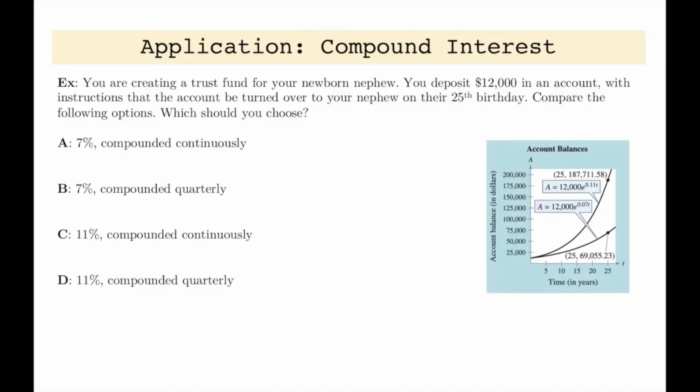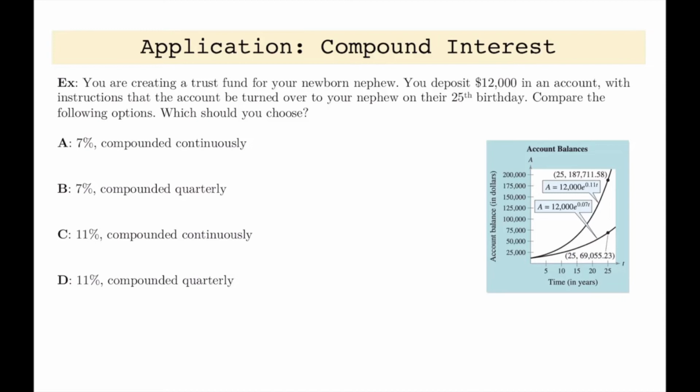So here's an example where we can calculate some things with different interest rates and some different compoundings. Suppose that you're creating a trust fund for your newborn nephew because you're very generous. You deposit just $12,000 that you got lying around in an account, and you say that you're going to turn this over to your nephew on their 25th birthday. And you have these 4 different options. Option A is 7% interest compounded continuously. Option B is 7% compounded quarterly. And then in C and D, we both have 11%, one continuous and one quarterly.